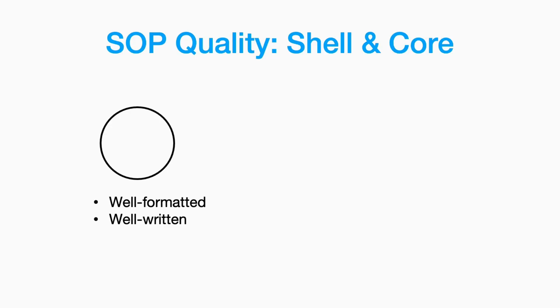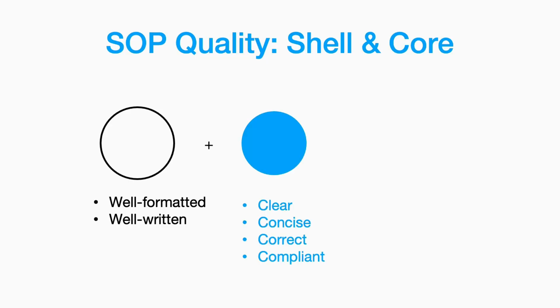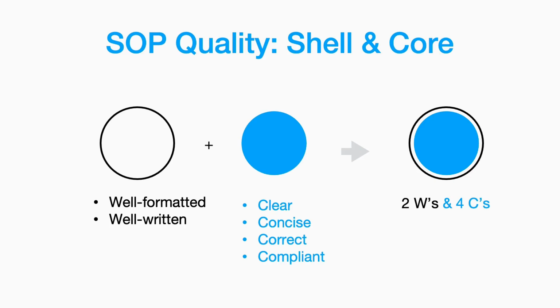Now the shell is what users see and experience at a superficial level. And the core is what they experience at a deeper level. At the level of shell, a high quality SOP should be well formatted and well written. And at the core, the SOP should be clear, concise, correct and compliant. Together, the shell and core means a high quality SOP should have 6 attributes: well formatted, well written, clear, concise, correct and compliant.